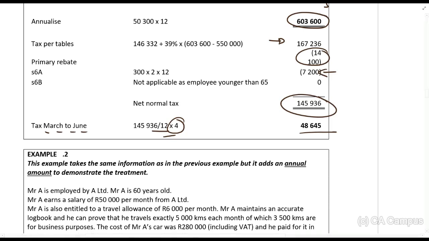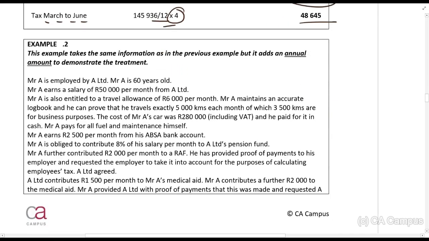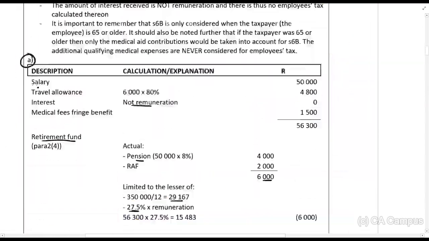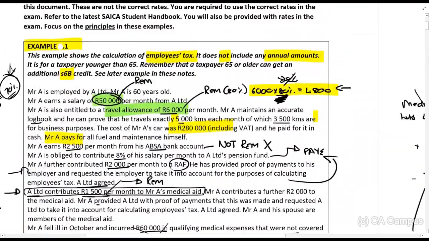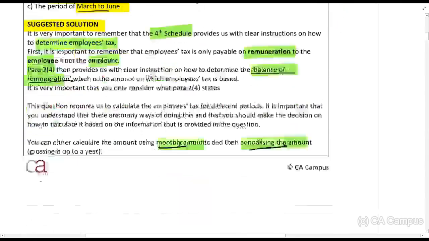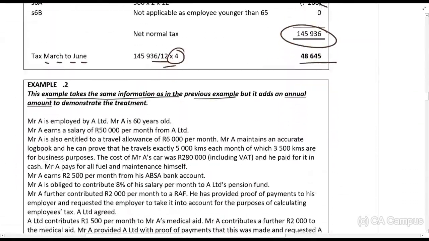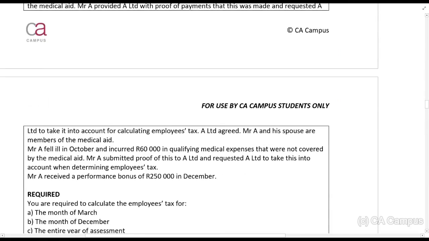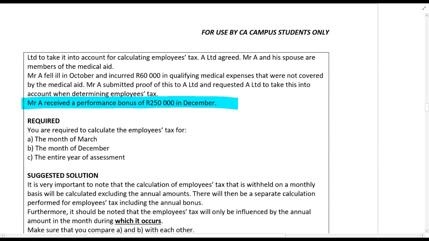All right. Then in the next example, it is exactly the same information as in the previous one. So it's exactly the same information as that we saw over here. The only thing that I do different is in December, he now gets a bonus of 250,000 rands. And I want you to see how we do this. Okay, so first question is, you are required to calculate the employee's tax for the month of March.